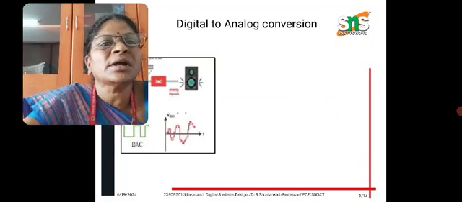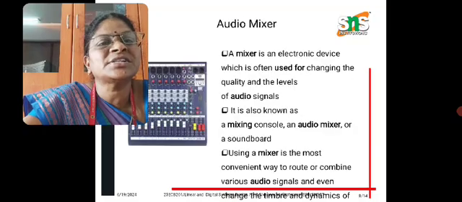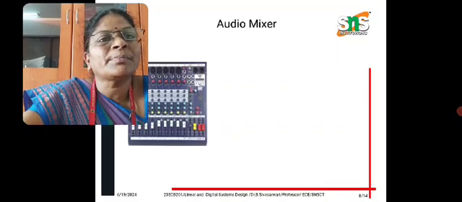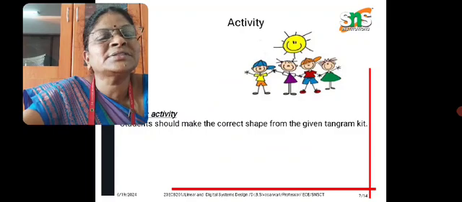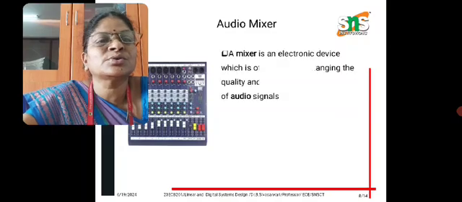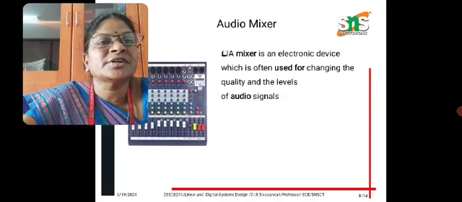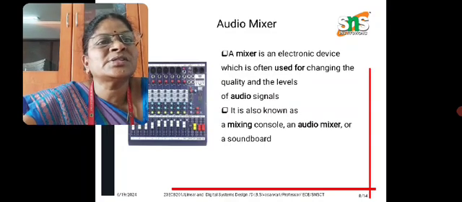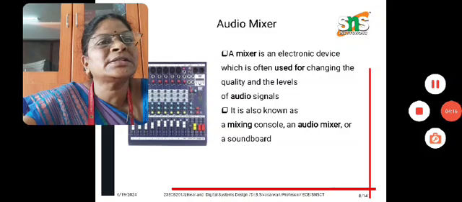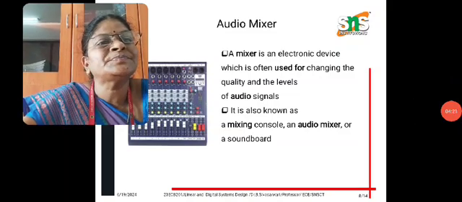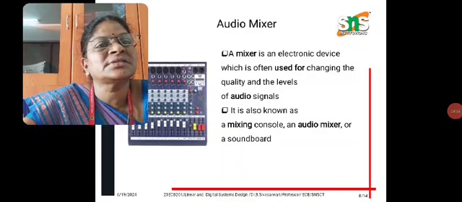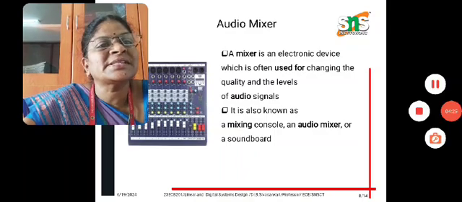So this is all about addition and subtraction using op-amp, and these are the examples. We can use an audio mixer, which also functions with an op-amp. A mixer is an electronic device often used for changing the quality and the levels of audio signals. Here we are using both adder and subtractor circuits. It is also known as a mixing console, an audio mixer or a soundboard.